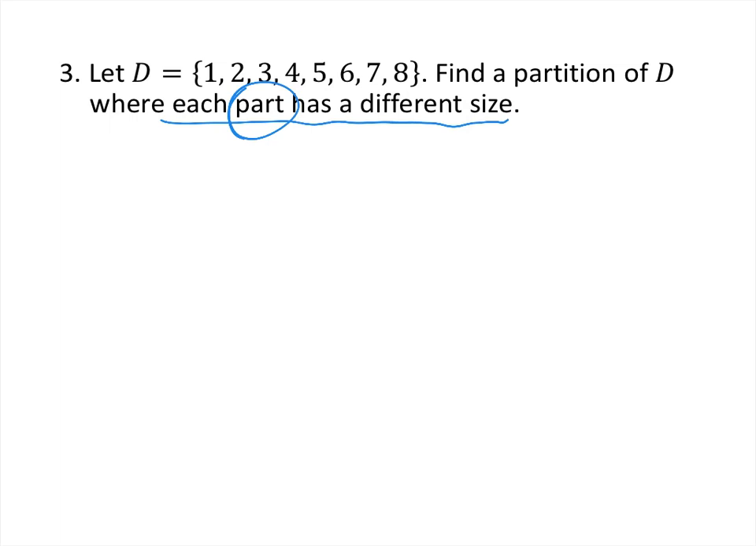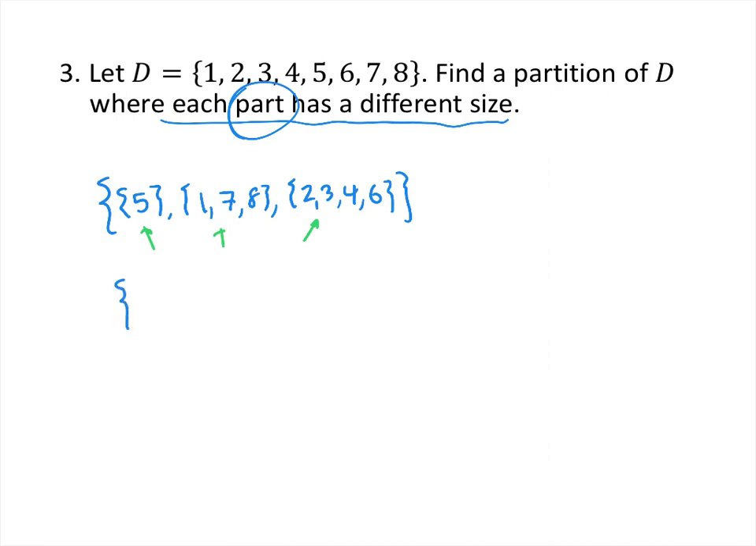Let's do 3 different parts. So I could have 5 by itself. I could have 1, 7, and 8 by itself in one part. And then what's left over? We got 2, 3, 4, and 6. So that's one of the many ways that we could do this. So each of these is a part. So we've got 3 parts, and they each have a different size. They each have a different number of elements.